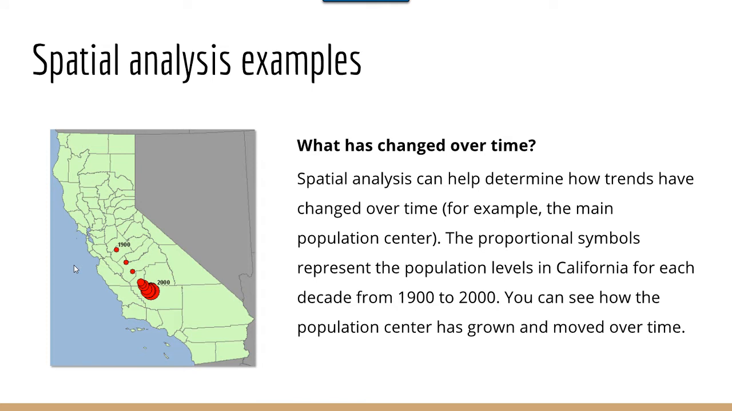Here is an example of how things change over time. Another example of spatial analysis is looking at trends of change over time. This example shows proportional symbols to represent population levels in California for each decade between 1900 and 2000. In this case, you can see how the population center has not only grown, but it's also shifted south through California.